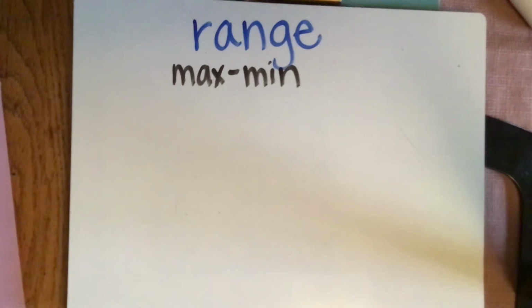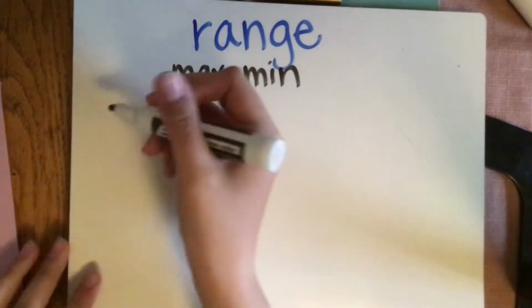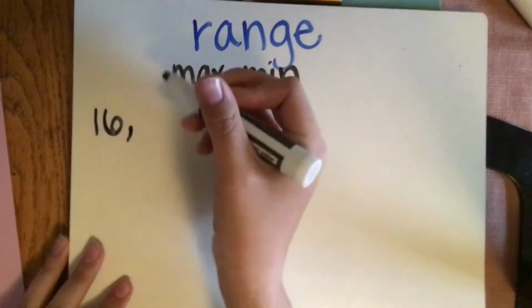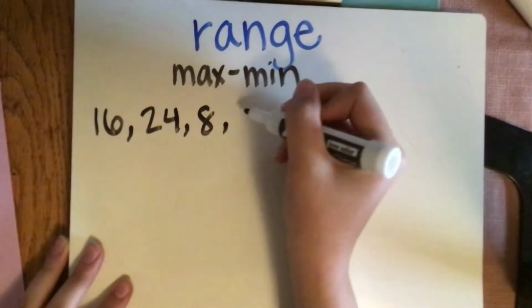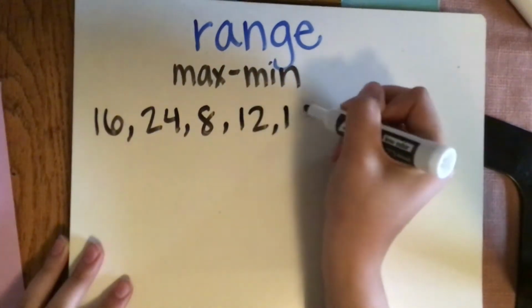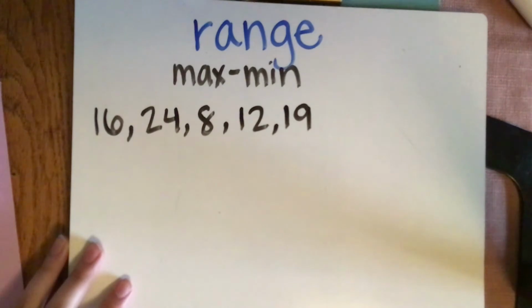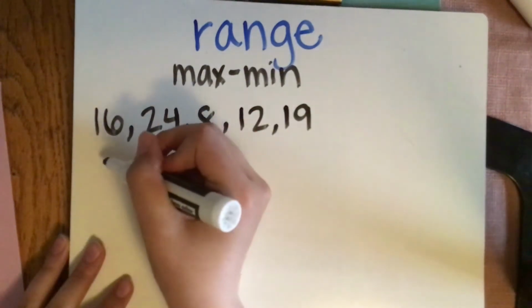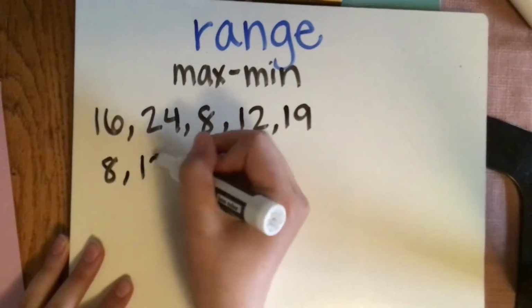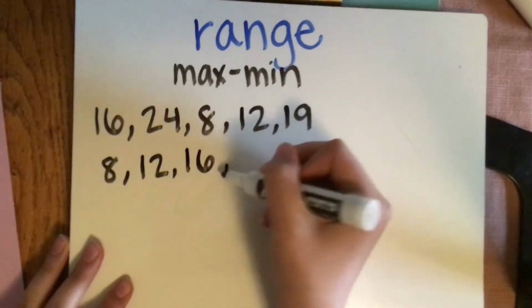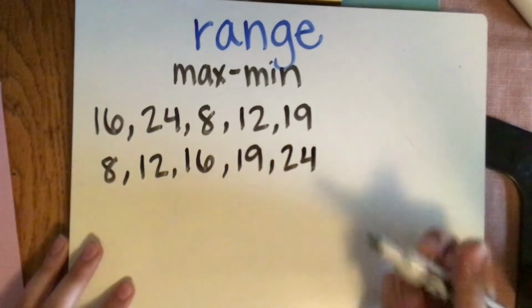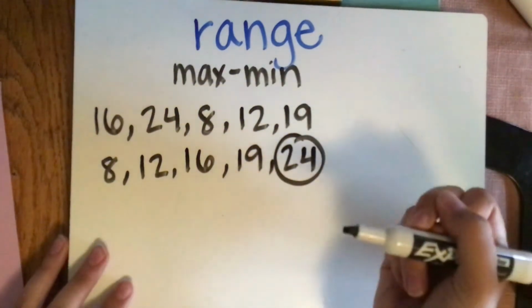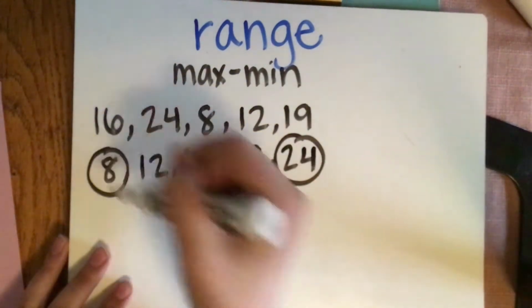So if I gave you a data set that looked like this, we'll have 16, 24, 8, 12, and 19. For some of us, it might be really helpful if we write this out from least to greatest, kind of like we did with the median. So we'd have 8, 12, 16, 19, and 24. So my maximum is going to be 24. My minimum is going to be 8.